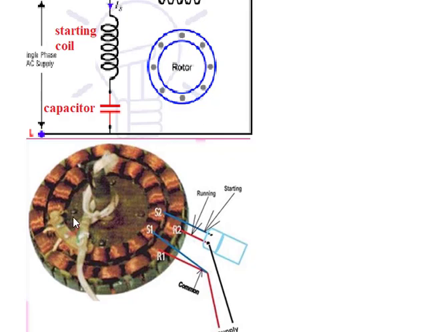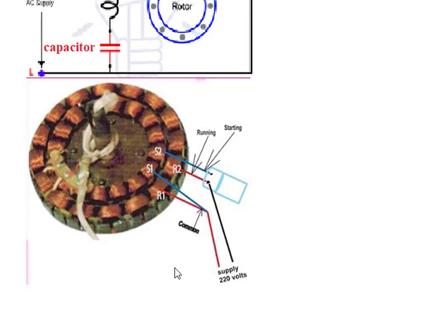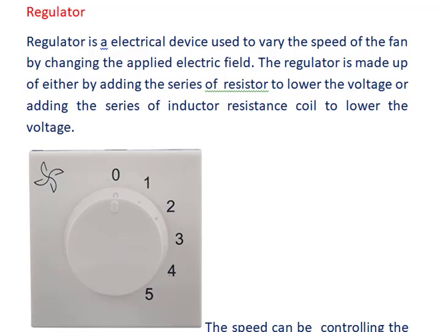So here it is the rotor and the squirrel cage. Both the starting coil winding and running coil windings are wound here. It is a running coil, it is a starting coil. So both the windings are given here. The 220 volts AC voltage is applied here. Due to this, these two coils produce the magnetic field. Due to these two different types of magnetic field, this rotor starts to move, starts to rotate.